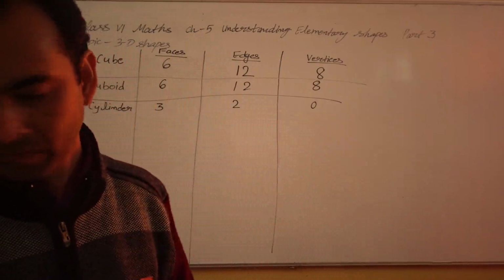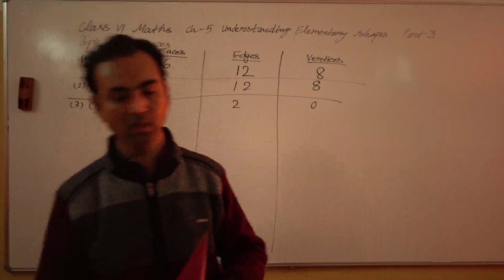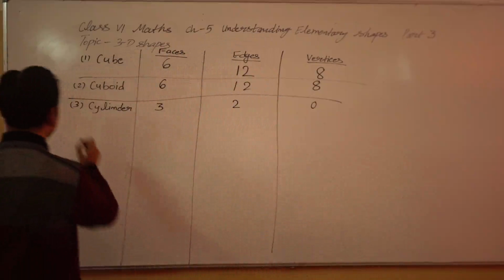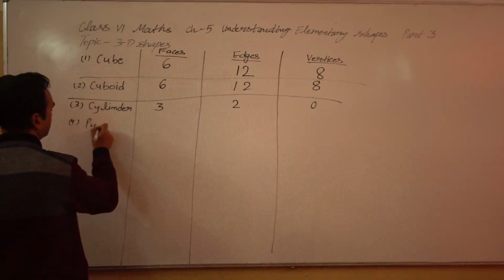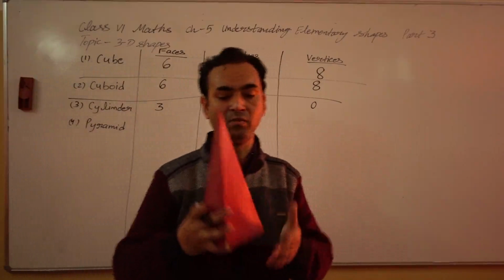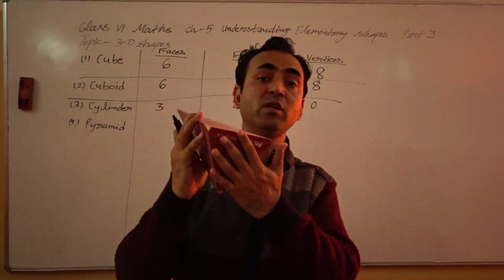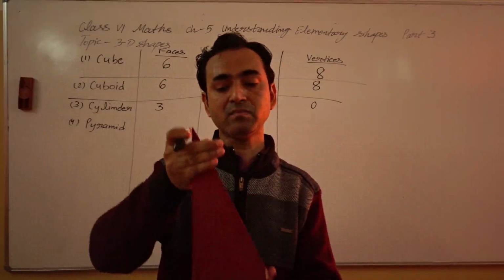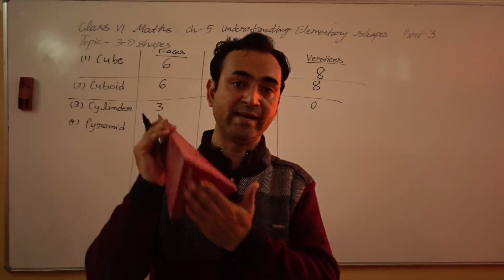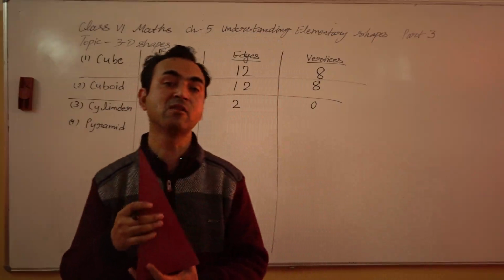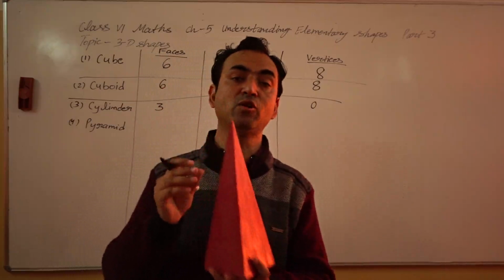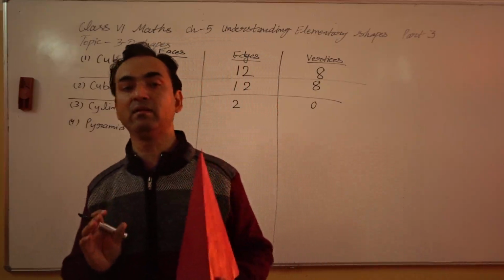Now we take a pyramid. See, this is a pyramid. This is a special pyramid. This is a triangular pyramid. In Egypt, you do know that there are pyramids. Its base is triangular, and its other faces are also in triangular shape. So this is a special pyramid. This is called the normal pyramid and the triangular base pyramid.